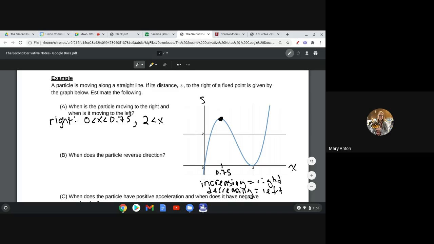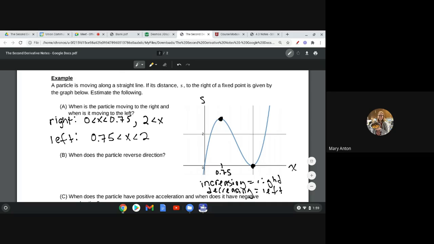Very good. Those are the times when the graph is increasing. How about when we move to the left? Which is when our graph is decreasing. 0.75 to 2. So I'll say 0.75 is less than x is less than 2. All right, y'all. Tell me, what's going on at these points, 0.75 and at 2? We're switching direction.